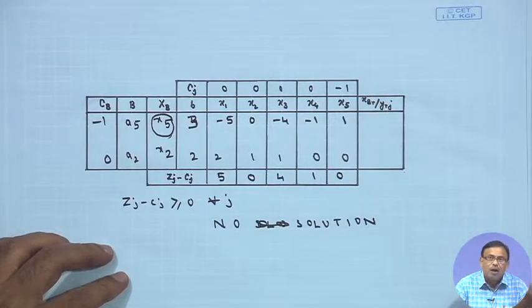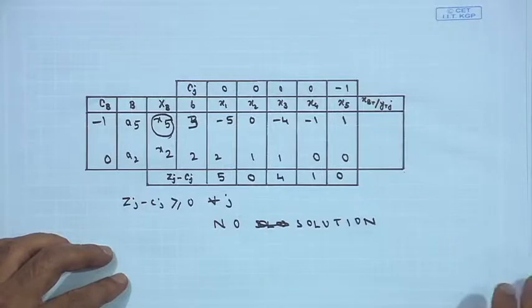So, this is the second type of problem. Although zj minus cj is greater than or equal to 0, the artificial variable is present in the basis. Therefore, the problem will have no solution. We can check it graphically also.